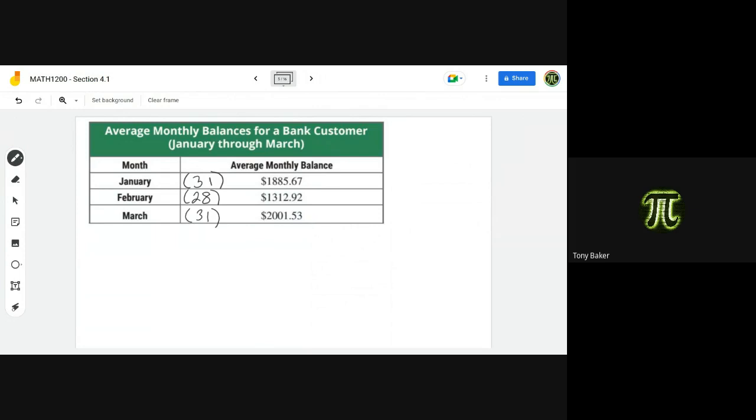Use your knuckles. Literally how I remember it. And I do that often if I can't remember it. All right. So there's the number of days. So how many total days did we have? So add those up and we get 90 days. That's going to be the bottom number of my calculation because I have 90 days.